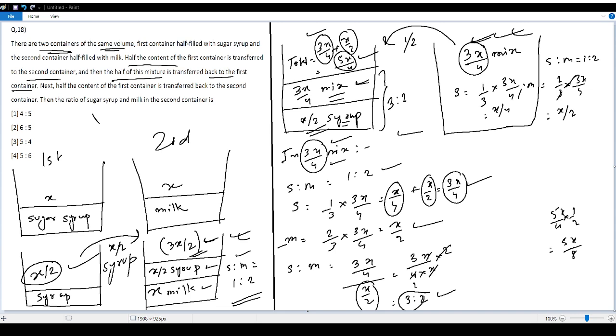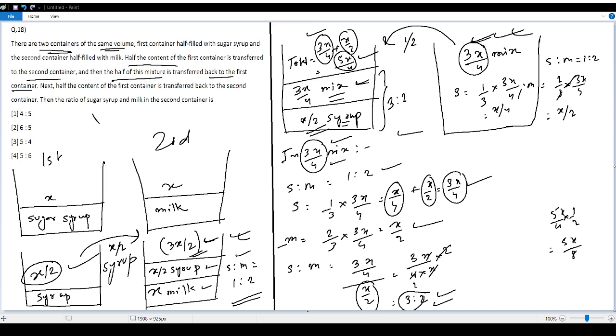Now what is the amount of syrup over here then? Acha, now see, what is the ratio of syrup to milk? 3:2. So in this 5x/8, what is the amount of syrup present? 3 by the sum of the ratio, that is 3 plus 2, 5, into 5x/8, that is 3x/8. What is the amount of milk present? 2 by 5 into 5x/8, that is x/4.